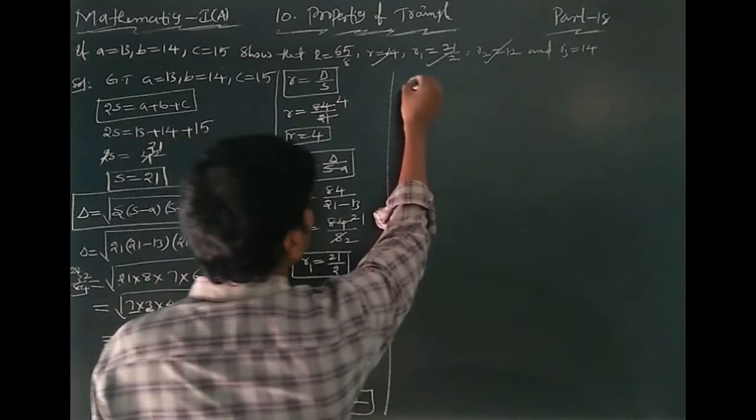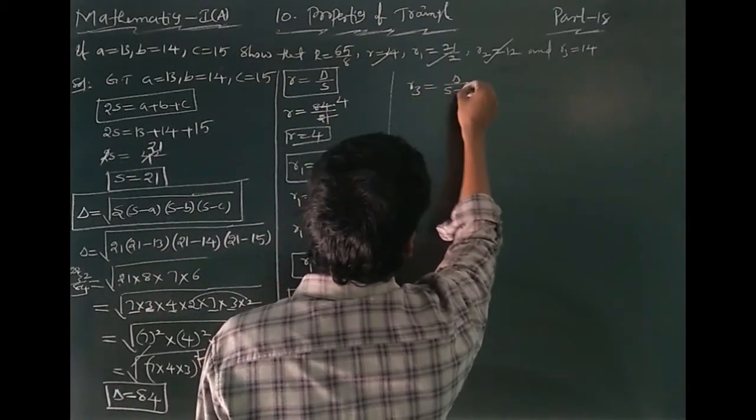Next we go to R3. R3 equals delta by s minus c, that is the formula.